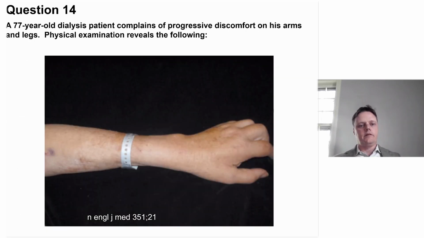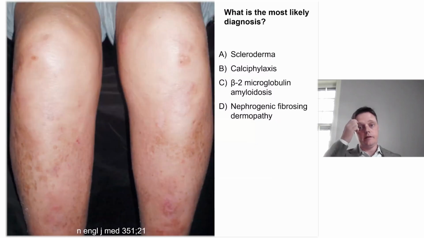A 77-year-old dialysis patient complains of progressive discomfort in his arms and legs. Physical exam reveals the following. What is the most likely diagnosis? Scleroderma, calciphylaxis, beta-2 microglobulin amyloidosis, or nephrogenic fibrosing dermopathy?